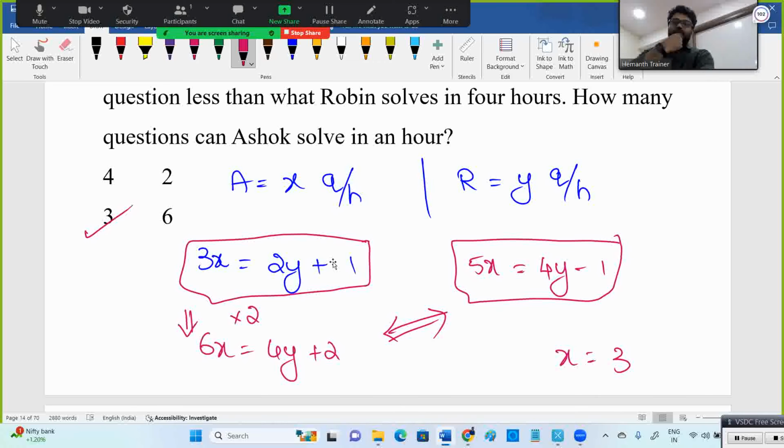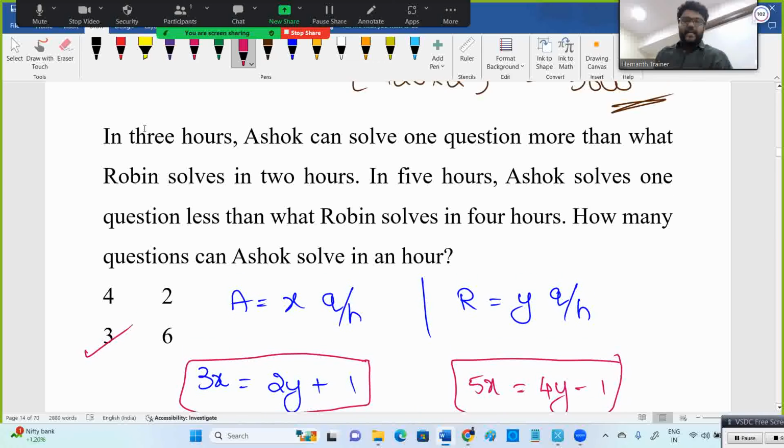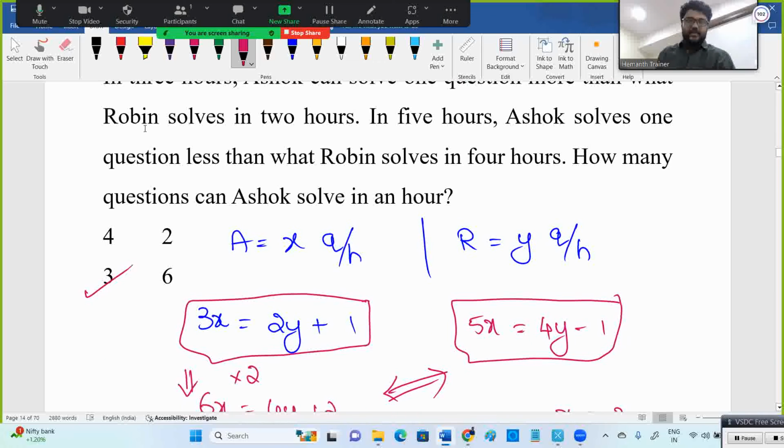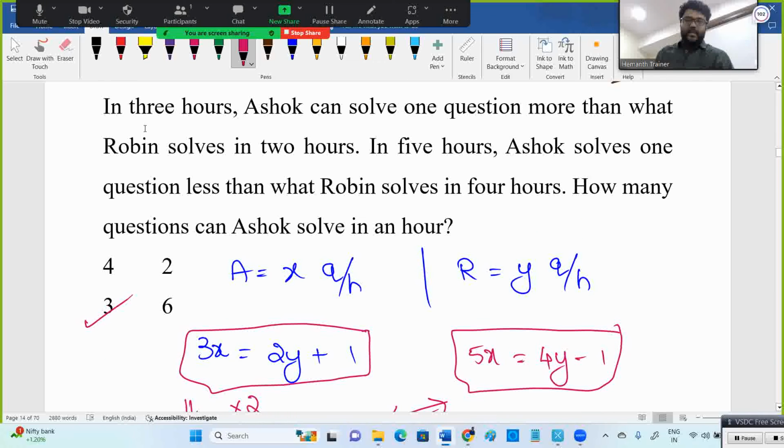Solving equations is also important. A lot of people think this is time and work or some such topic. No, they are giving some basic questions also. Don't think every question should belong to some topic; it is not mandated. This is a very basic question. I can say this is the equation solving topic.